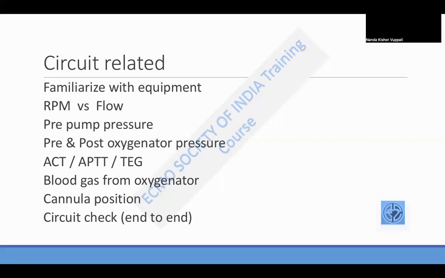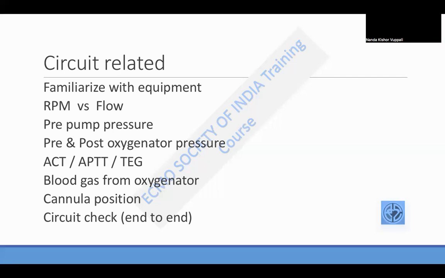If somebody has the facilities to do a thromboelastogram, then you can do it. What we find useful is, if the patient is bleeding and you are not able to pinpoint the reason for bleeding, or if you want to give any blood products, then TEG is quite useful in that way. But commonly used are the ACT and APTT.